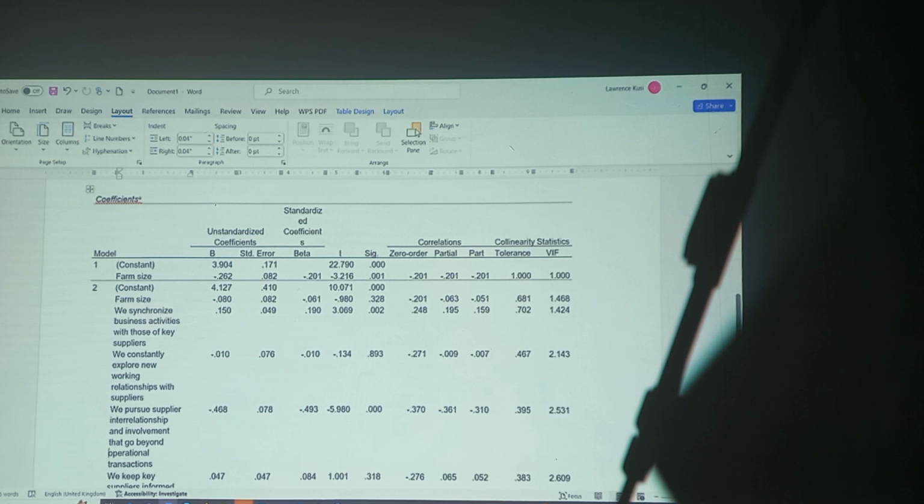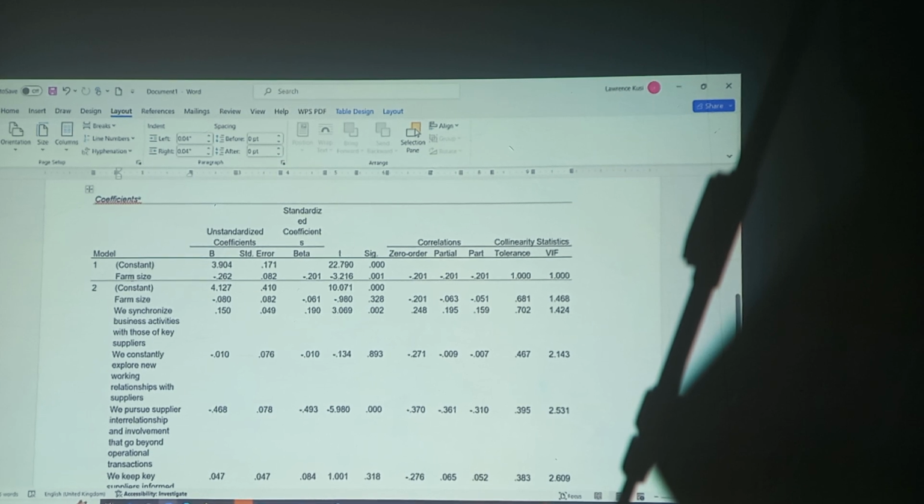So we use the standardized beta coefficient for comparison purposes, to know which of the predictors is making the highest significant but unique contribution to predicting the change in profitability. So let's evaluate the first one.